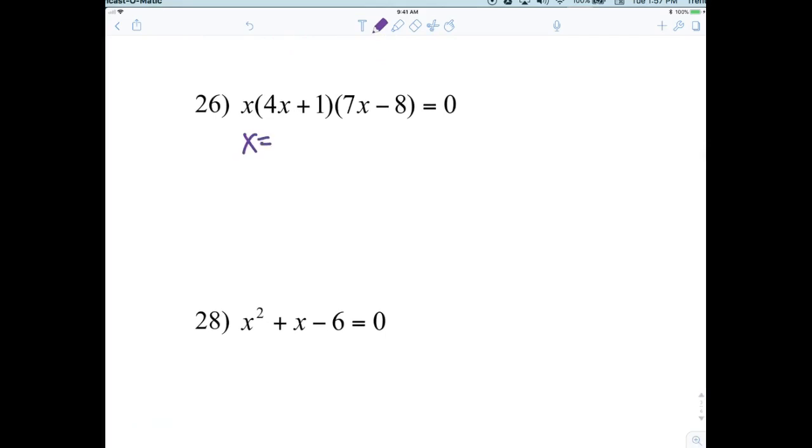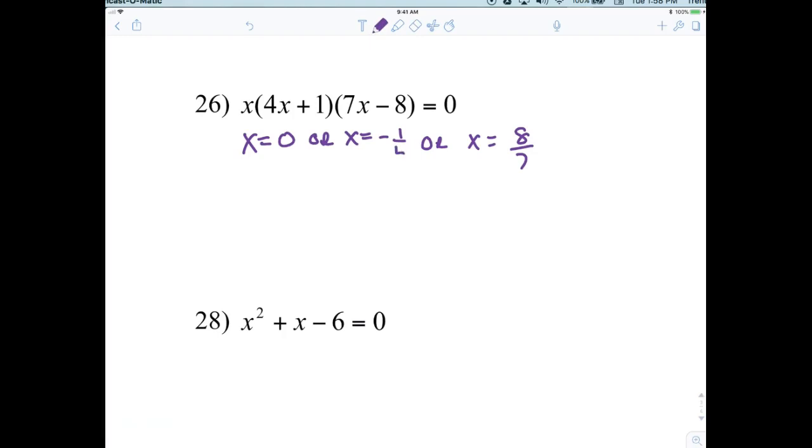x equals 0. Everybody see the x out in front? So how many solutions are there? 3, because there are 3 x values. Come on, now listen, stop making a big deal about this. Look, there's an x in front. So x could be 0. Or x could be what? Or x could be what? 8/7. That is correct.